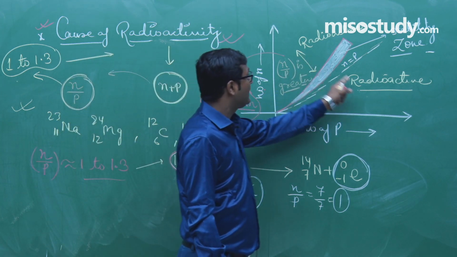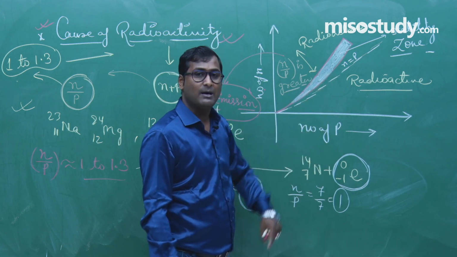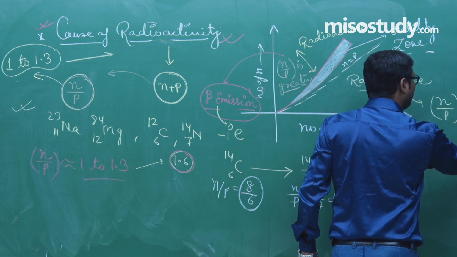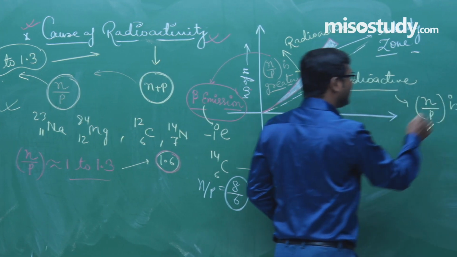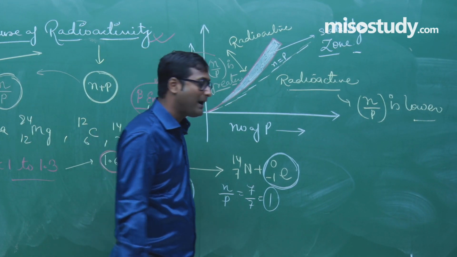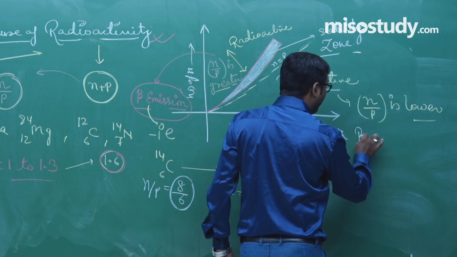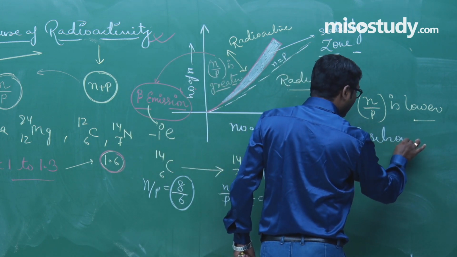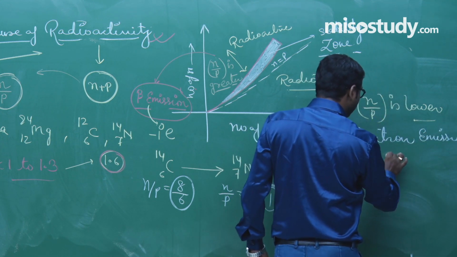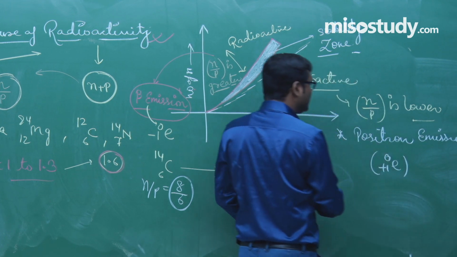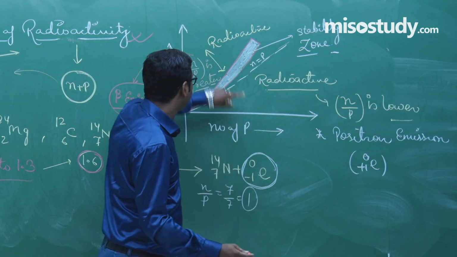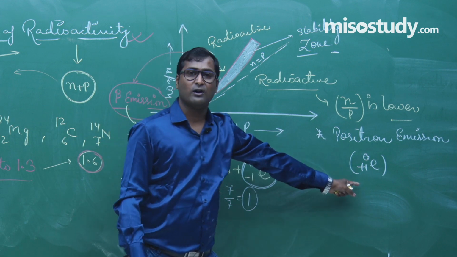Now the question: if the radioactive element lies below the stability zone, in this case the N by P ratio is not higher, the N by P ratio is lower. In this case, we have to increase the ratio of N by P. And how to increase the ratio of N by P? Generally by positron emission. What is a positron? That is 0, +1 e. By positron emission, you can increase the N by P ratio. Again, I am repeating, above beta emission, below positron emission.